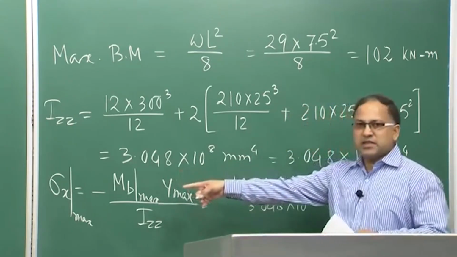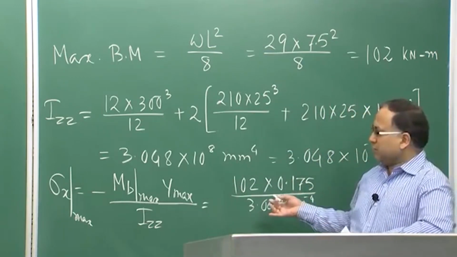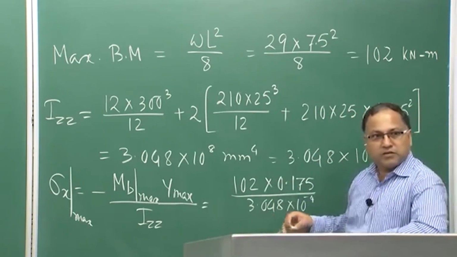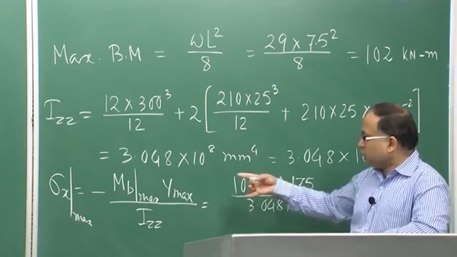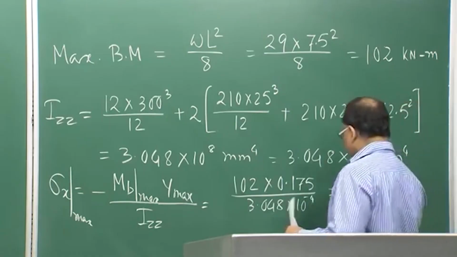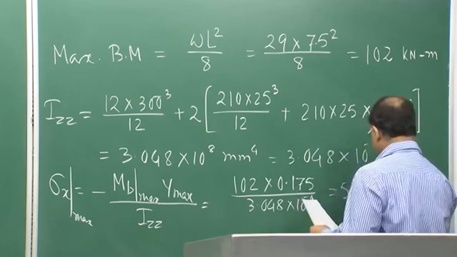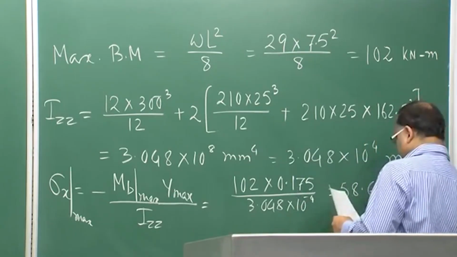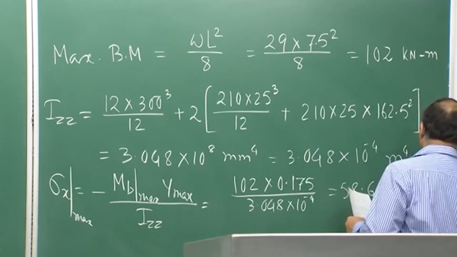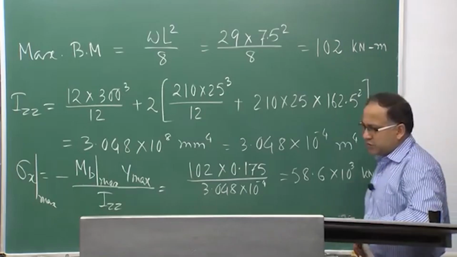So, we are not considering this sign because if you consider the tension, that bottom fiber will be under tension. So, we are putting y max equal to negative, so negative will be positive. So, that gives me 58.6 into 10 to the power 3 kilonewton per meter square. Understood? So, this is the way you have to calculate the bending stress.